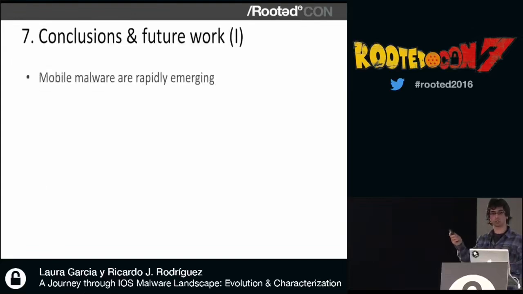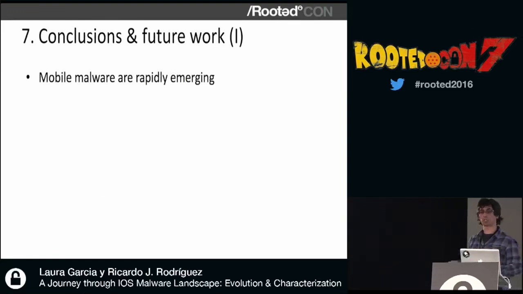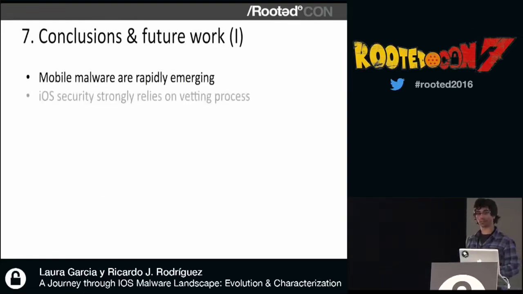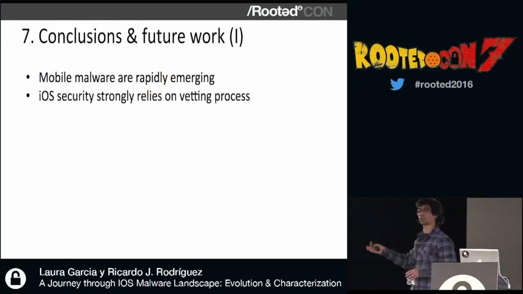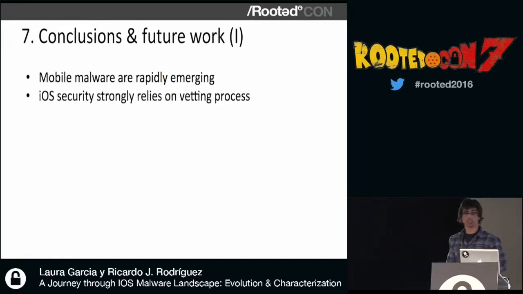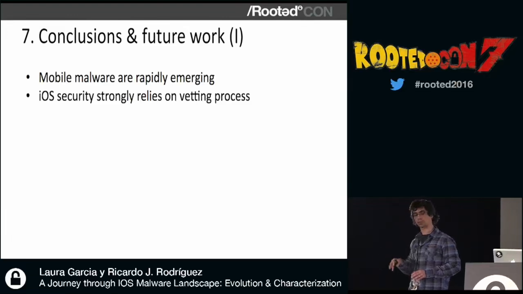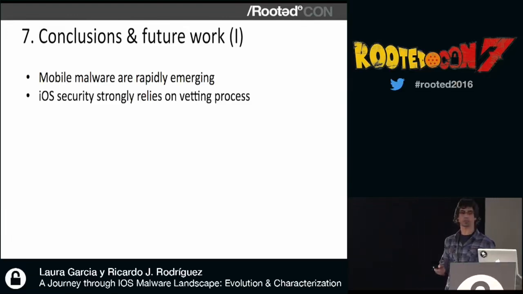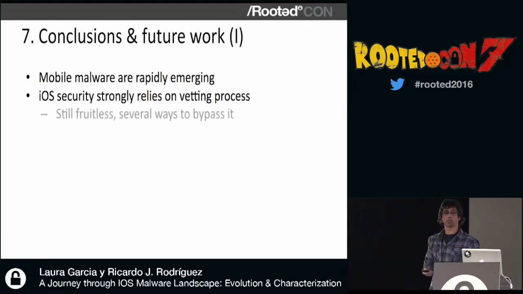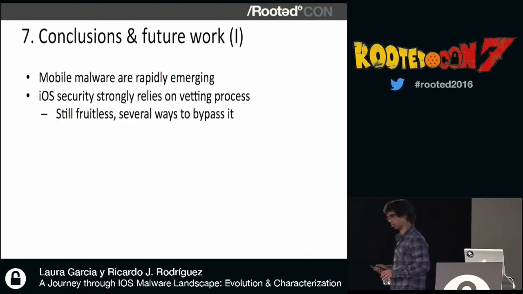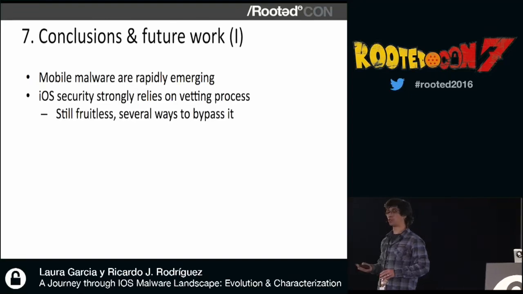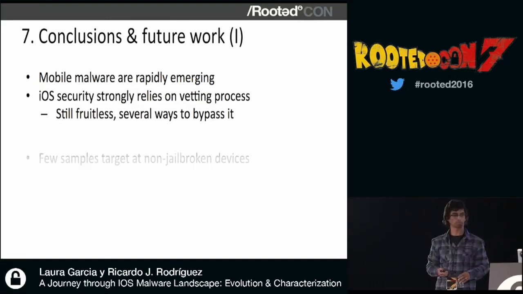As preliminary conclusions and future work, mobile malware is emerging very rapidly. There's been a very clear upwards trend. Then security in iOS, apart from the typical mechanisms in the operating system itself, relies on the vetting process, and it has been proven, and not just once, as you have seen in the samples of malware that we have mentioned, that this vetting process is not fully reliable.